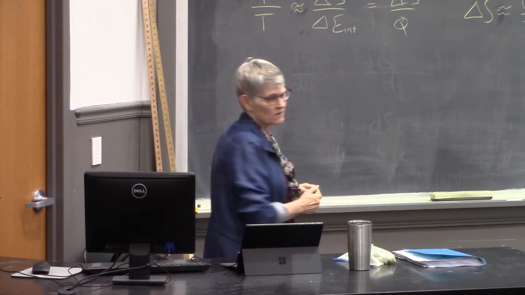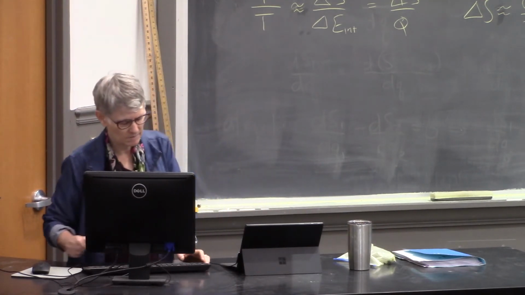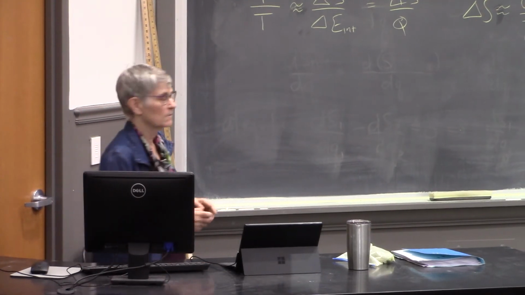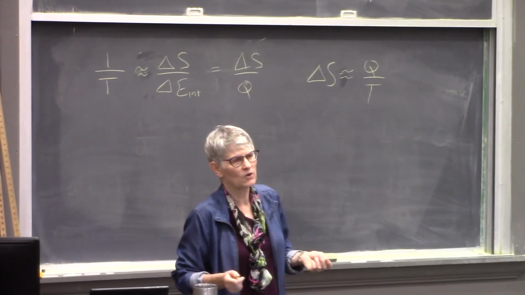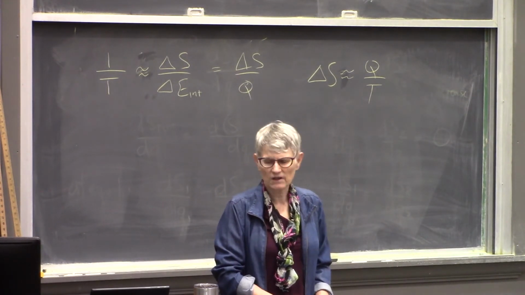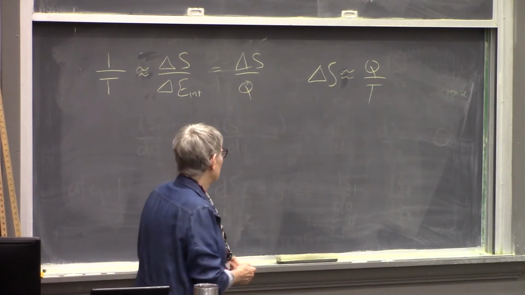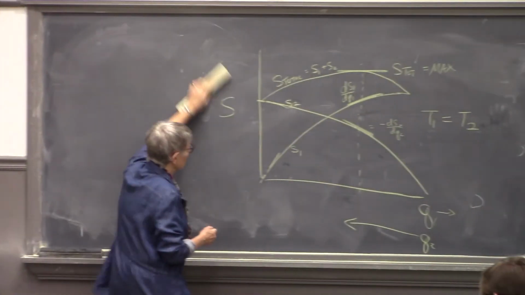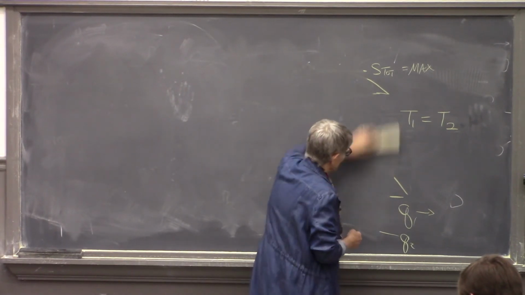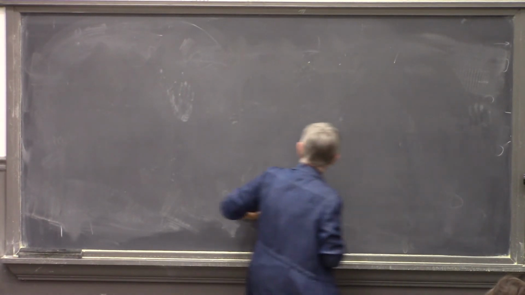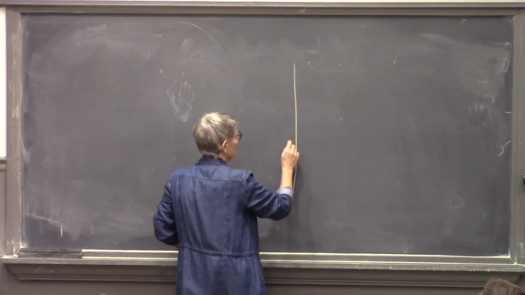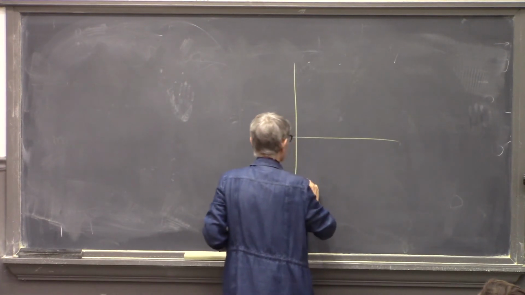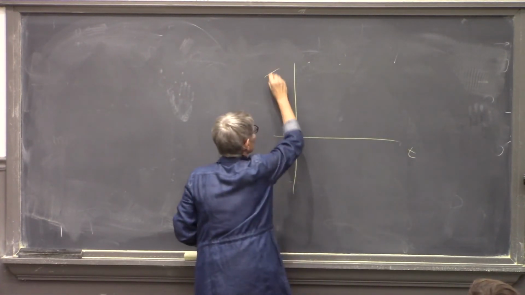Now there's some processes that actually occur at constant temperature. For example, freezing or melting actually occurs at constant temperature. So if you plot temperature versus time for a system on some axis or other, this is time, this is temperature.